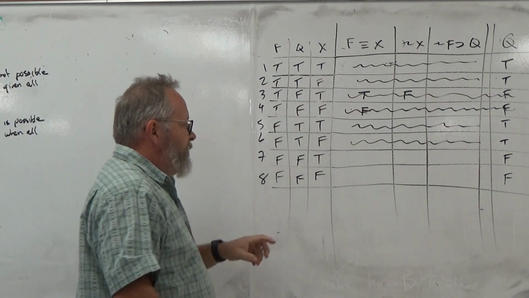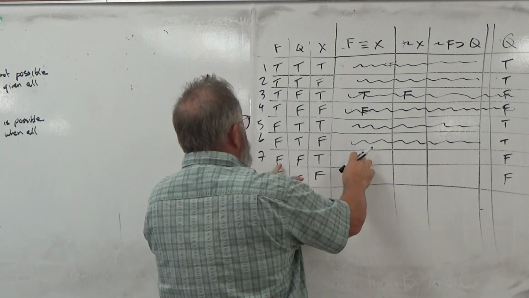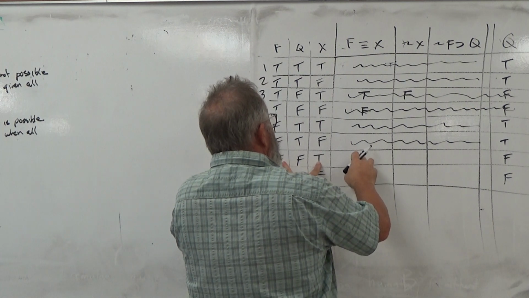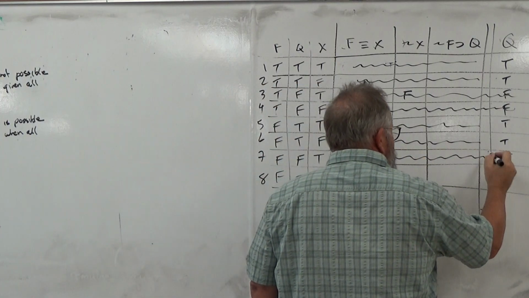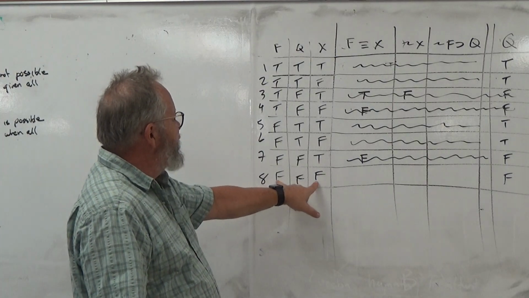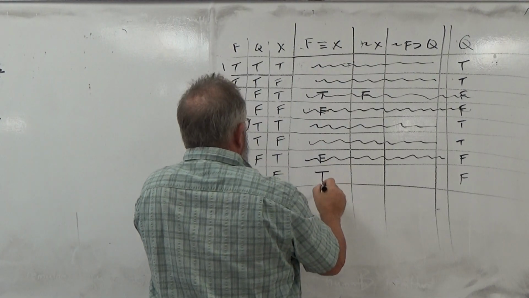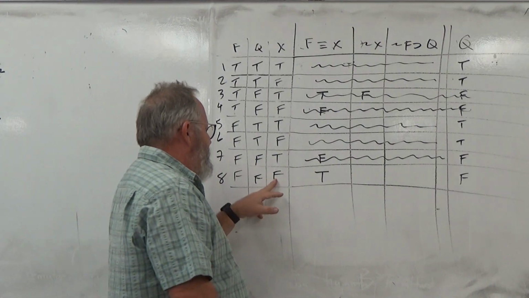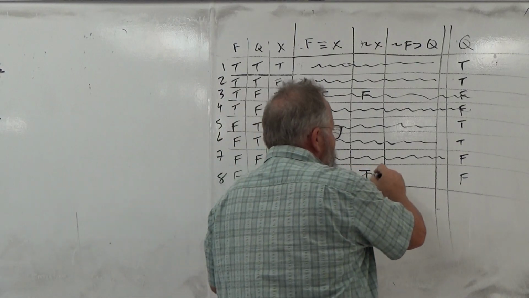Okay, we're almost done. We just have these two left to check. Here, F if and only if X, and F is false and X is true. False if and only if true is false. So I can eliminate that line. Okay, so last line, F is false, X is false. False if and only if false is true. Okay, so we're going to keep looking at this line. Next is not X. X is false, so not X is true. So I'm going to eliminate that line.